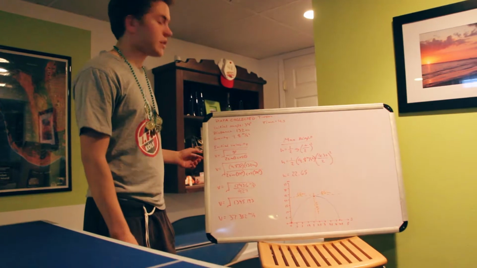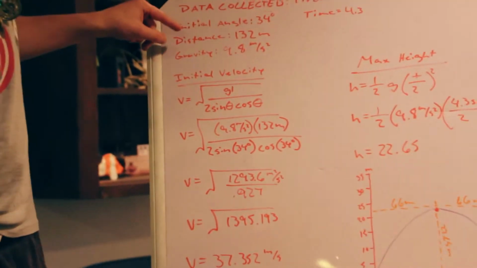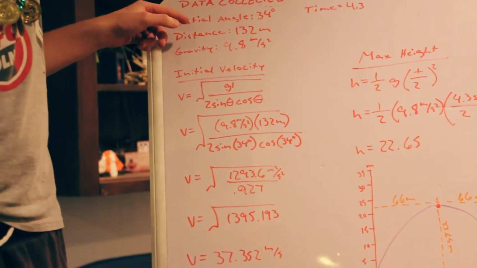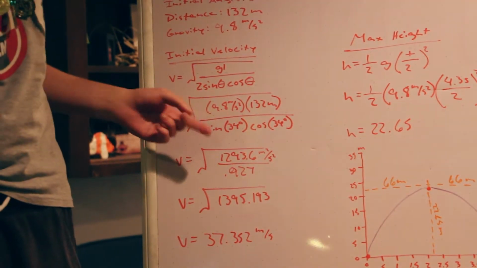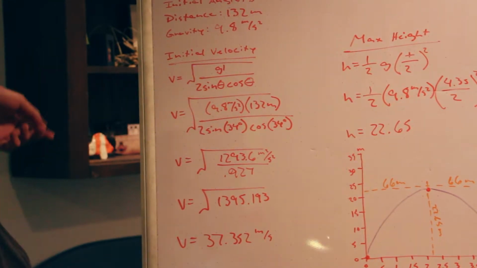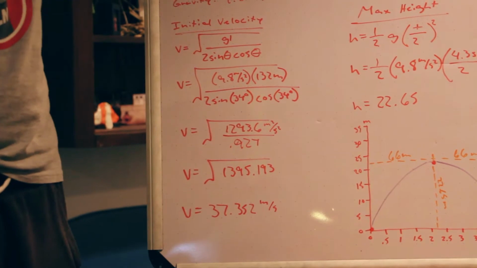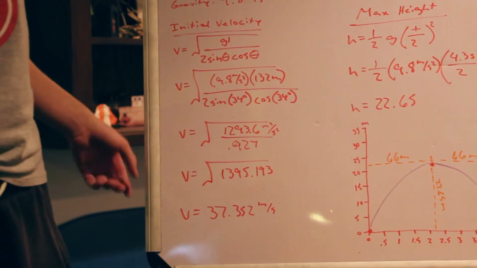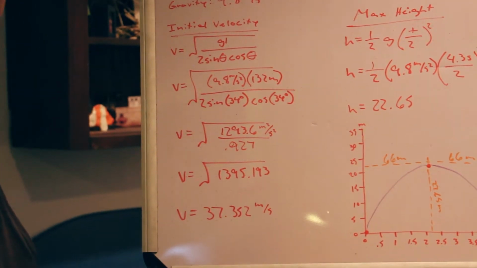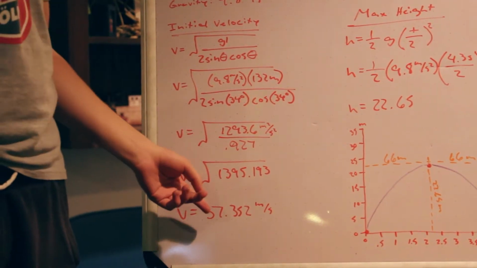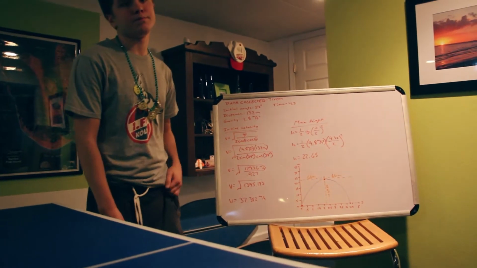So for initial velocity, it's going to be a very similar process. The only difference is we're going to have a different distance. We're going to have a different angle. So we plug 132 now into the equation and 34 degrees in for our sine and cosine configurations. So that's going to give us 1,293.6 meters squared per second squared over 0.927, which simplifies out to be 1,395. Square root of that, we get 37.352 meters per second for the initial velocity.